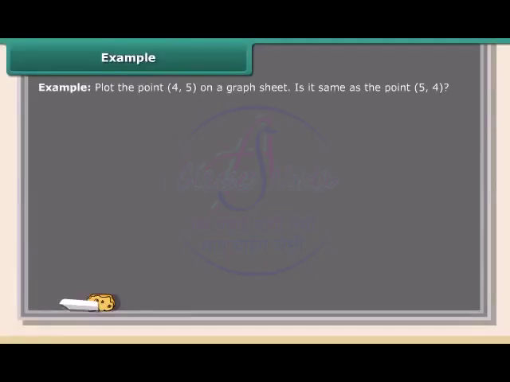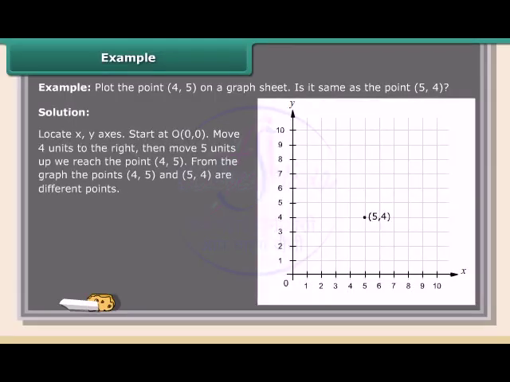Example. Plot the point (4, 5) on a graph sheet. Is it the same as the point (5, 4)? Solution. Locate the x and y axes. Start at O (0, 0).